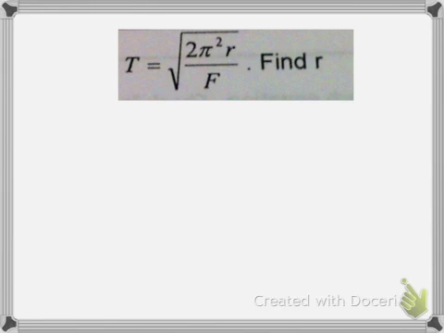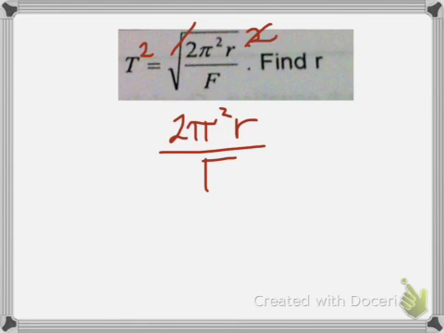And the first thing I'm going to do is get rid of that square root. So the opposite of a square root is a square. So I will actually square both sides of my problem. When I do that, that'll allow me to cancel the radical. And I will be left with just what was inside underneath that radical, 2 pi squared r all over f equals the t squared.